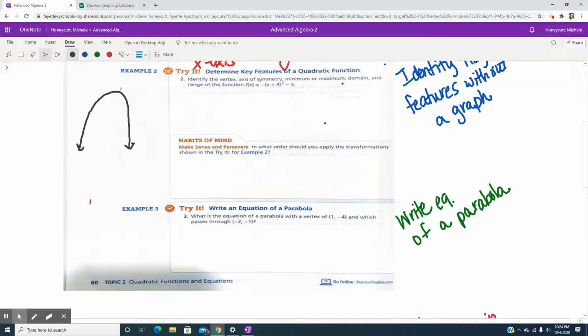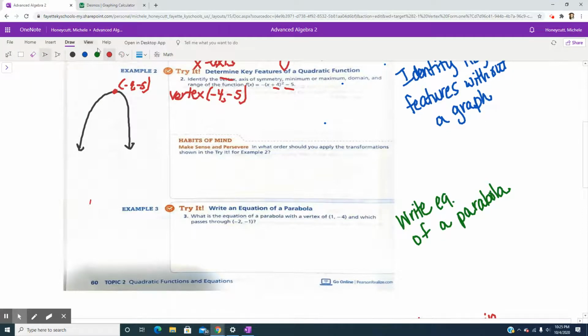Check. Next, I need to identify the vertex. Well, I look at this number and take the opposite of it. So I know that my vertex, the opposite of positive 4 is negative 4. And then I take this number as it is, negative 5. So that tells me the vertex of this parabola is negative 4, negative 5. Okay, so I found the vertex.